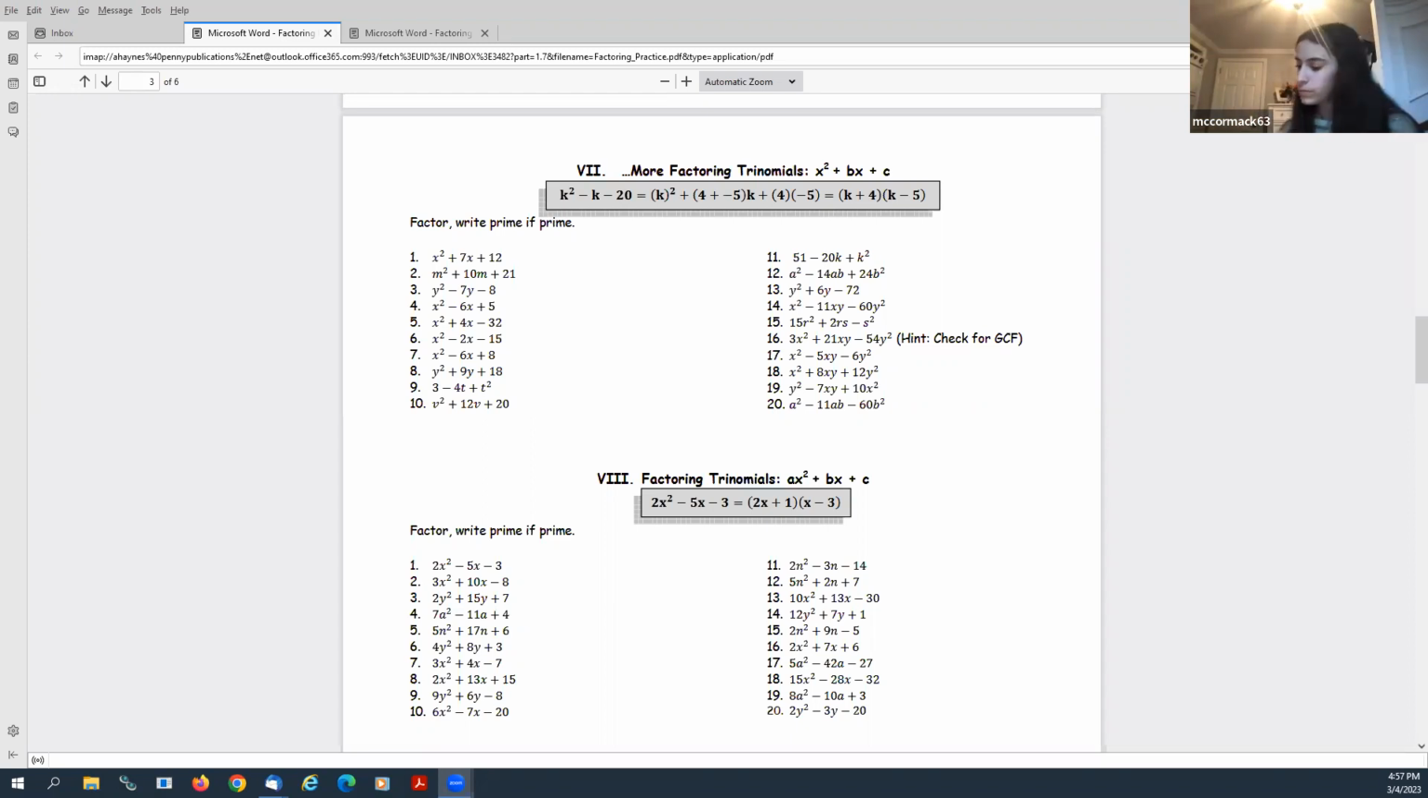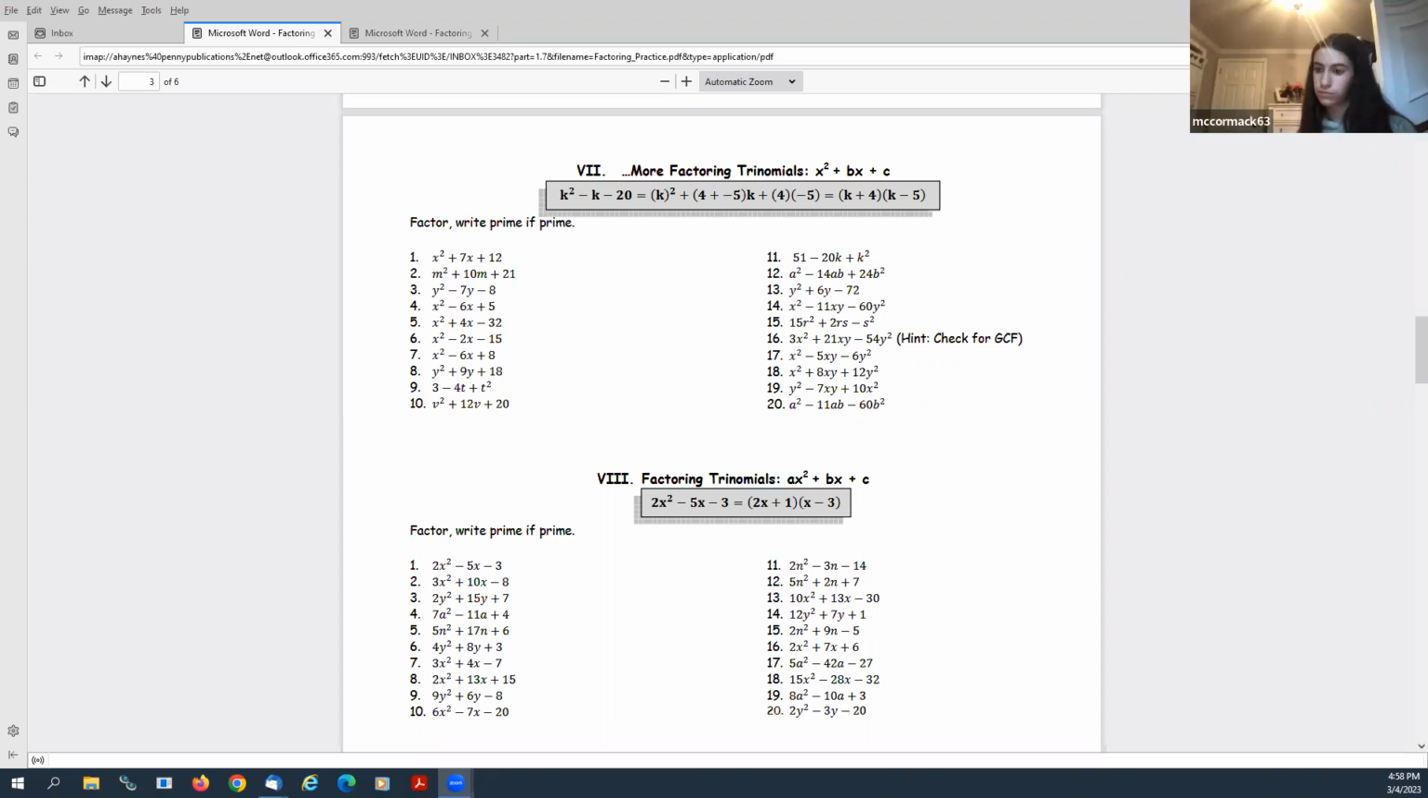I don't think this is right. But I got y plus 7 times y plus 1. Okay, there should have been a 2y there, right? Oh, right. Yeah, so where's the 2y go? In the front of the first one. Okay, so read me the whole thing. 2y plus 7 times y plus 1.